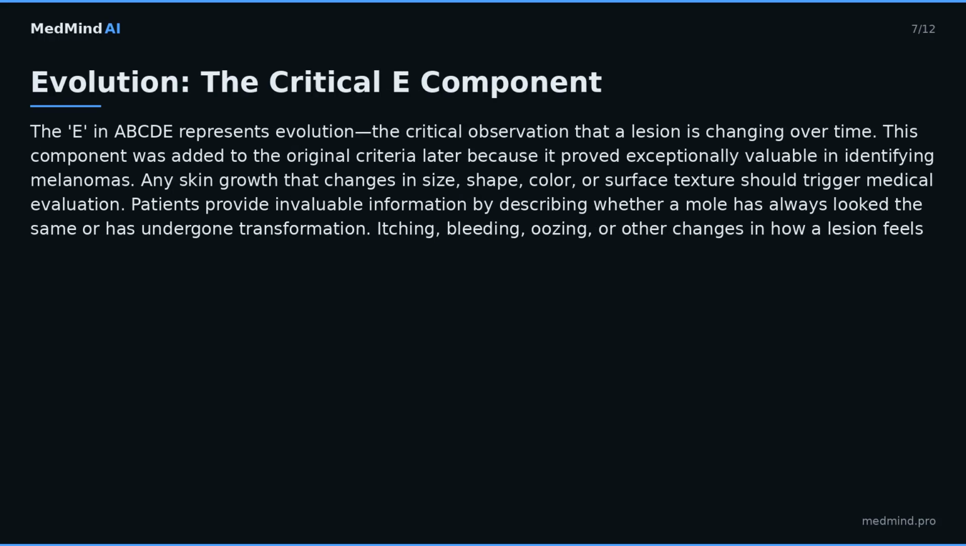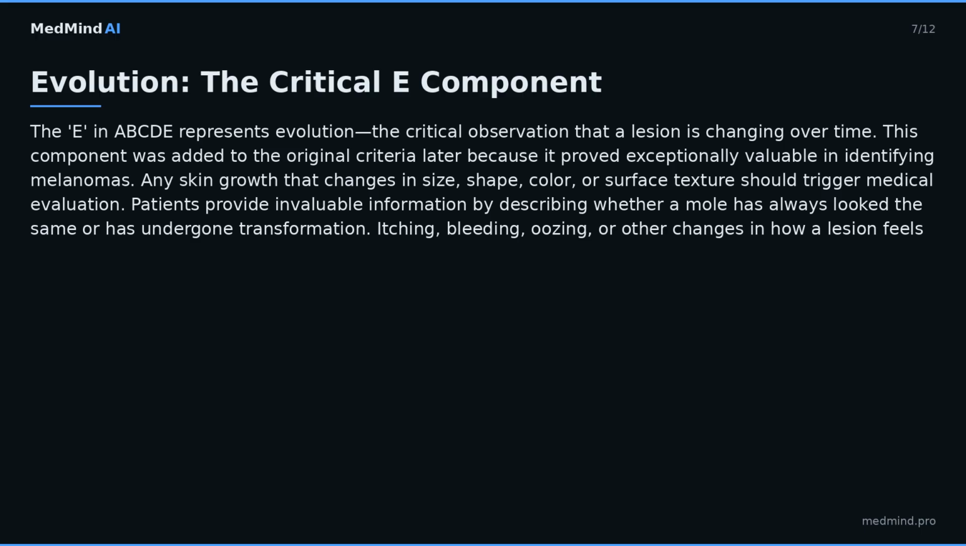Evolution, the critical E component. The E in ABCDE represents evolution, the critical observation that a lesion is changing over time. This component was added to the original criteria later because it proved exceptionally valuable in identifying melanomas. Any skin growth that changes in size, shape, color, or surface texture should trigger medical evaluation.